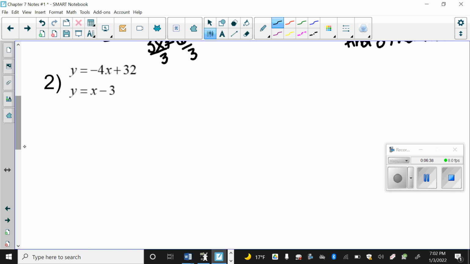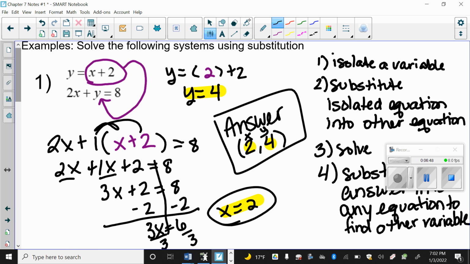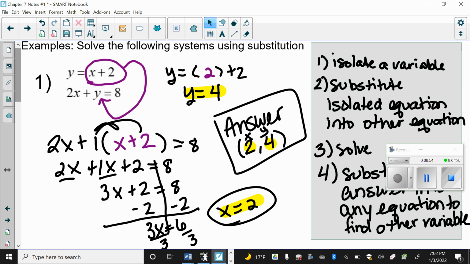Example 2. y equals negative 4x plus 32 and y equals x minus 30. So in this example here, I'm going to take our steps and just copy them and drag them down so we can refer back to these.